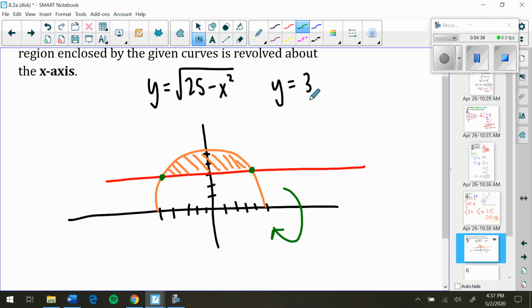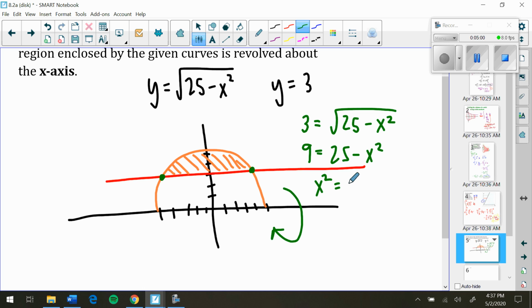Well, I'm going to set these two curves equal to one another. So 3 is equal to the square root of 25 minus x squared. I get my x all by itself by squaring both sides. 9 is equal to 25 minus x squared. I'm actually going to move x squared over here, and I'm going to subtract 9. So I would get 16, and I would get x is equal to positive or negative 4, which hopefully kind of makes sense with my drawing. It wasn't perfect, but you guys get it.